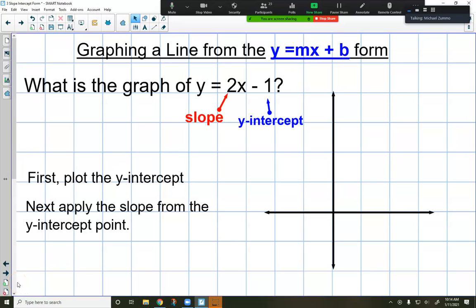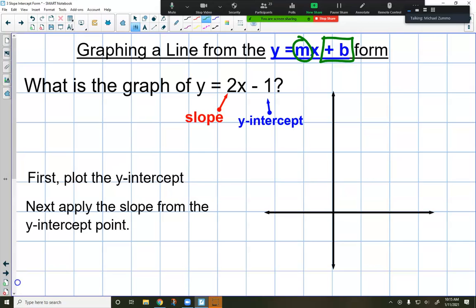All right, graphing a line in the form of y equals mx plus b, which is slope intercept form, right? Why is it called slope intercept form? Because it tells us the slope and it tells us the y-intercept. So they ask us for the graph of y equals 2x minus 1. Remember, m is our slope, b is our y-intercept. When it's already in slope intercept form, it makes it really easy to graph.